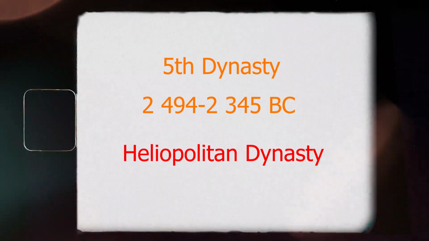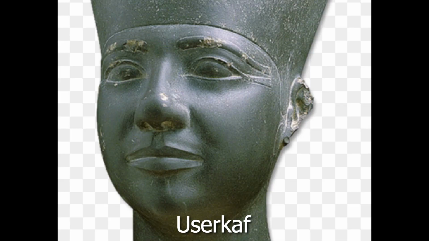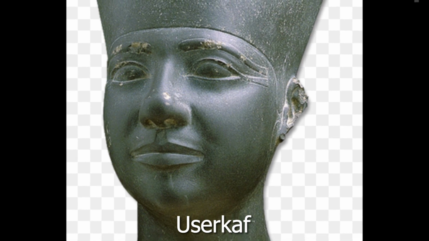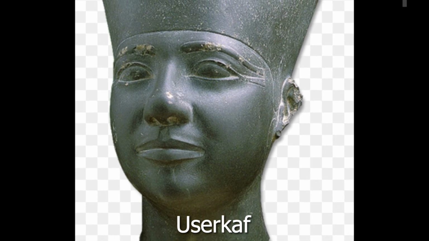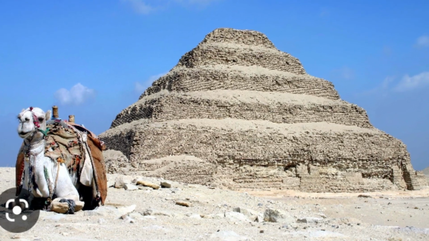Then we experience Kemet's fifth dynasty, which is the era between 2494 years to 2345 years before Christ is born. This is also known as the Heliopolitan dynasty, which is also observed as the sons of Re. This era is ruled by King Userkaf, who sees the introduction of sun temples. Then we see the construction of pyramids at Saqqara.